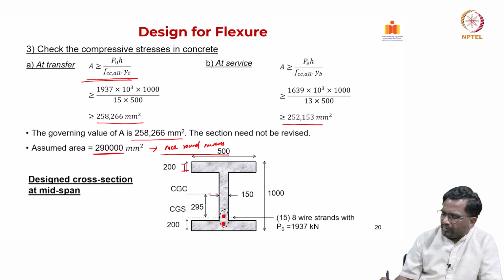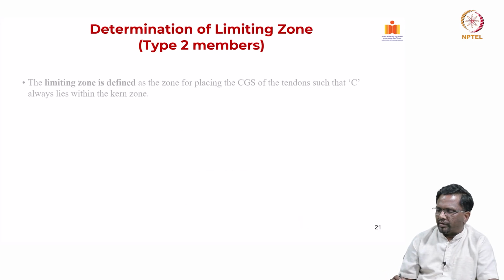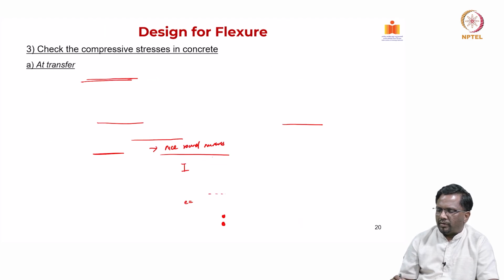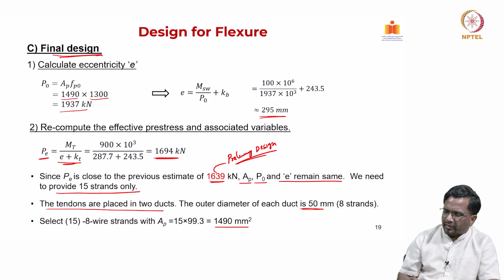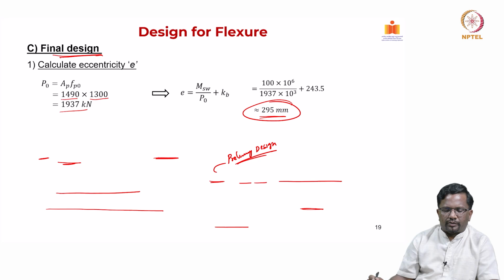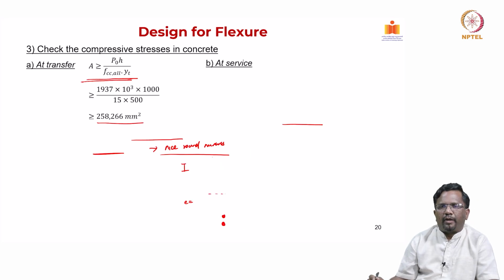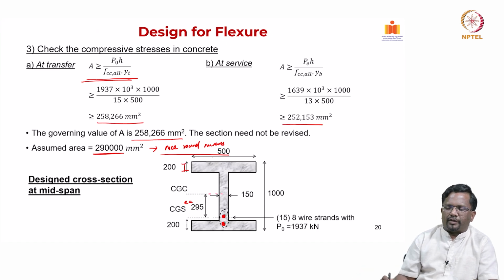So E is equal to 295, which we have already calculated. If you go back, E we have calculated as 295, right. So we did this, and E you have put as this. So this is the final design.